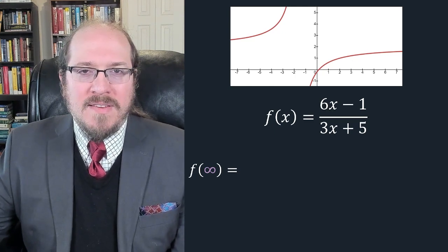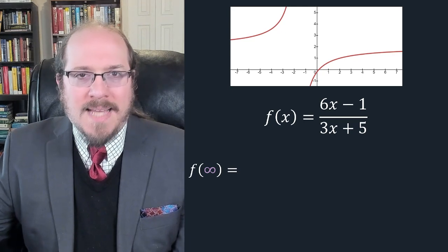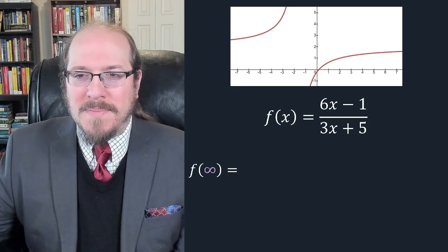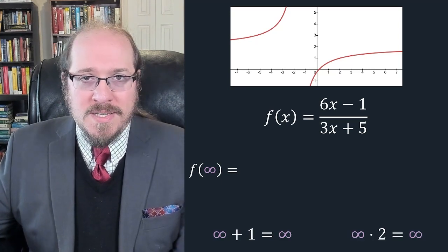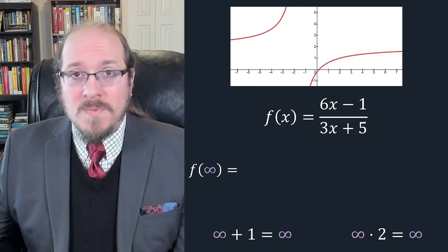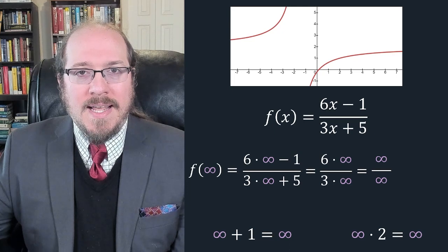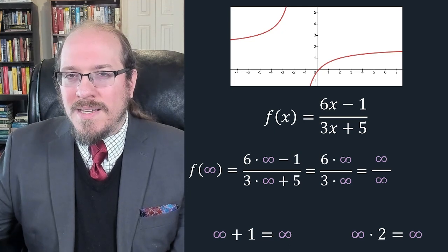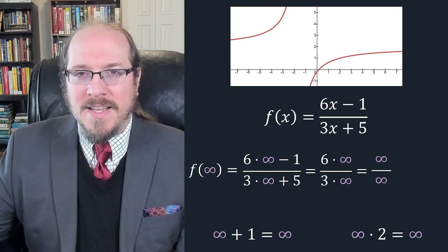When many people think of infinity, they think of it as a very loose, absorbing sort of number, at the end of the number line, whatever that means. For example, they'll say that infinity plus 1 is still just infinity, and so is infinity times 2. So, if we follow those rules and plug in infinity, we get infinity in the numerator, as well as the denominator. So we've actually got infinity over infinity.